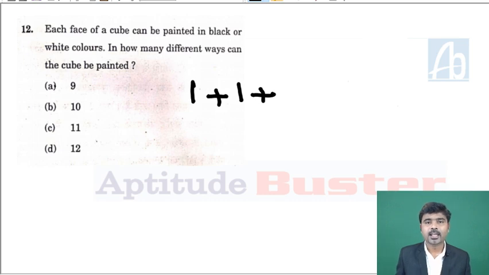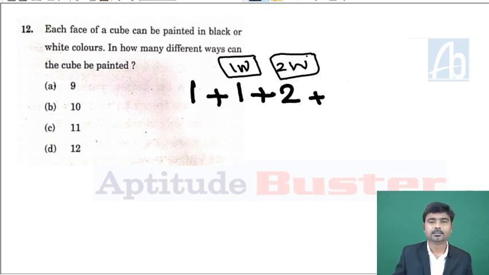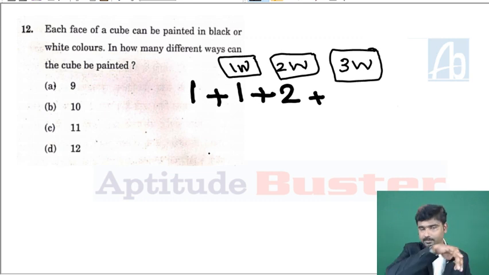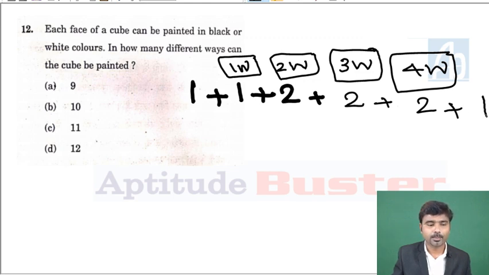What are the two possibilities? Either two are adjacent or two are opposite. Two whites. Here I take the first one, one white. How many ways? Only one possibility, right? If I take two whites, two possibilities are there. Okay, if I take three whites, how many possibilities? Here also two possibilities, that I'll explain later. If I take four white also two possibilities. If I take five white, then how many possibilities? Then only one possibility.